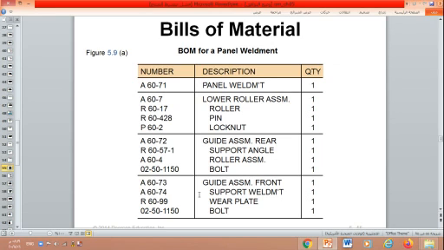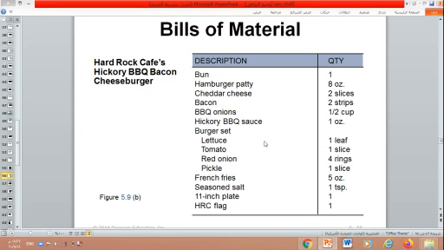In this figure, we have an example of a bill of material. As you see, the bill of material lists the components of the products, the descriptions of the components, and the quantity needed for each component. And in this figure, we have another example of a bill of materials for a Hard Rock Cafe hickory barbecue bacon cheeseburger, which contains the descriptions and the quantity needed for each component.